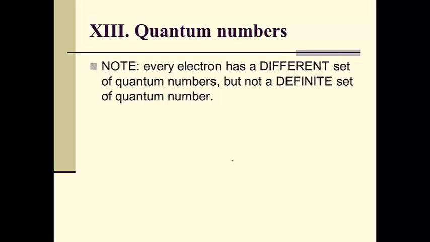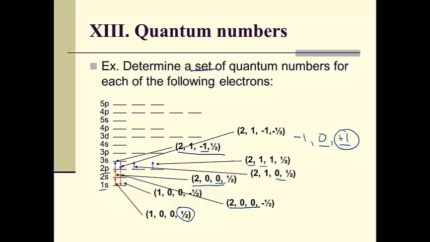Every electron has a different set of quantum numbers, but not necessarily a definite set of quantum numbers. Meaning, this electron right here has to be 2, 0, 0. It didn't have to be +1/2, it could have been -1/2. And this electron right here, if we called this -1/2, would have had to be +1/2. The electron right here, let's say this first one, the only numbers that had to be there are 2 and 1. It didn't have to be -1, it could have been 0 or +1.